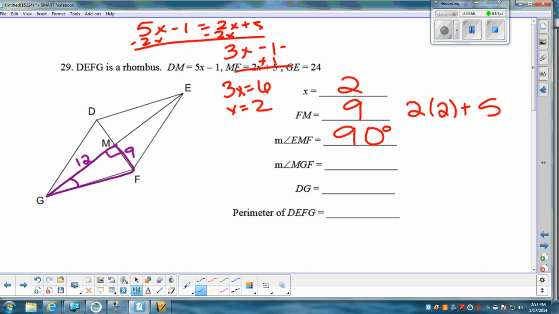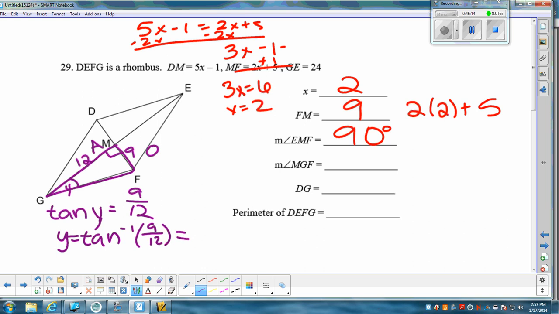I'm going to use trig. The 9 is my opposite side. The 12 is my adjacent. That's the angle y. So tangent of y equals 9 over 12, which means that y has to equal tangent inverse of 9 over 12, which is 36.869 degrees.